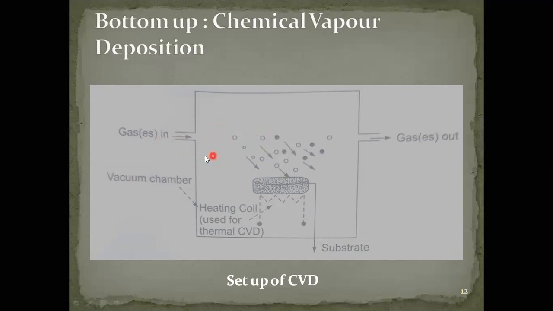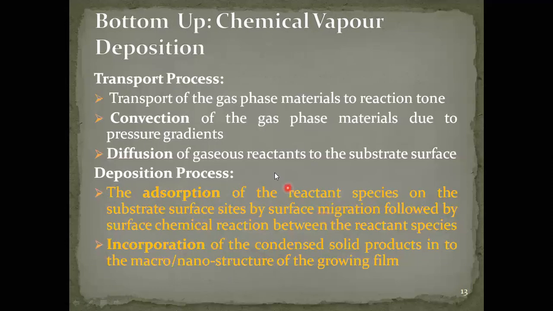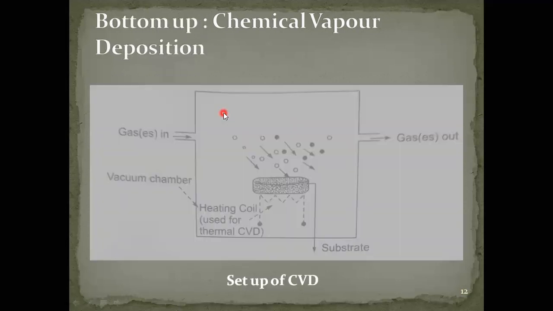Next is diffusion. When you are sending the gases, they will be distributed throughout the chamber, right? Some will be here, some will be here. Suppose a higher concentration region is here, then the migration will happen from higher to lower concentration regions, and the entire chamber will be filled with the gas molecules. That is what you call diffusion. So in the transport process, the first process is convection, another one is diffusion. So the transport process is completed and the gas molecules are filled into the chamber.